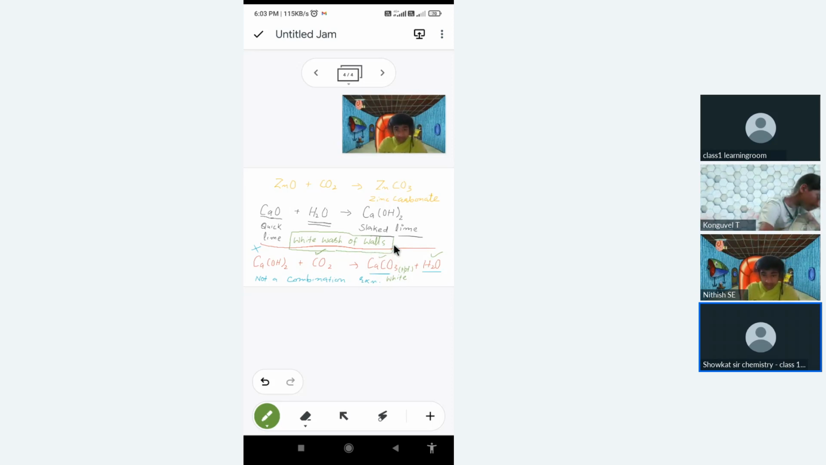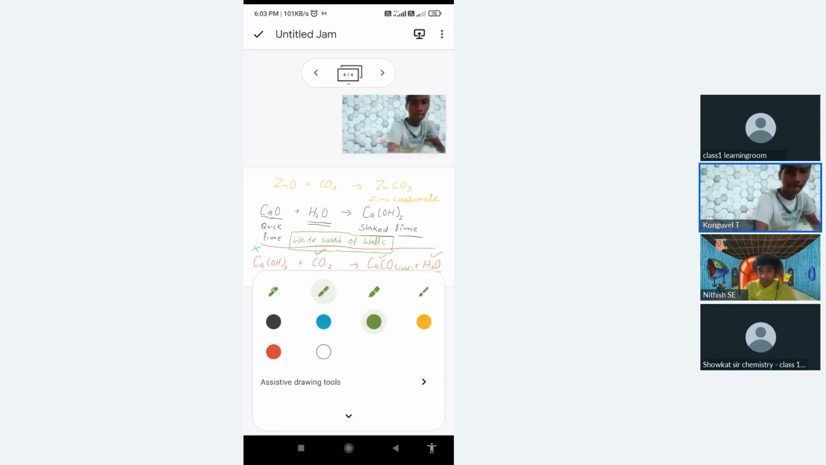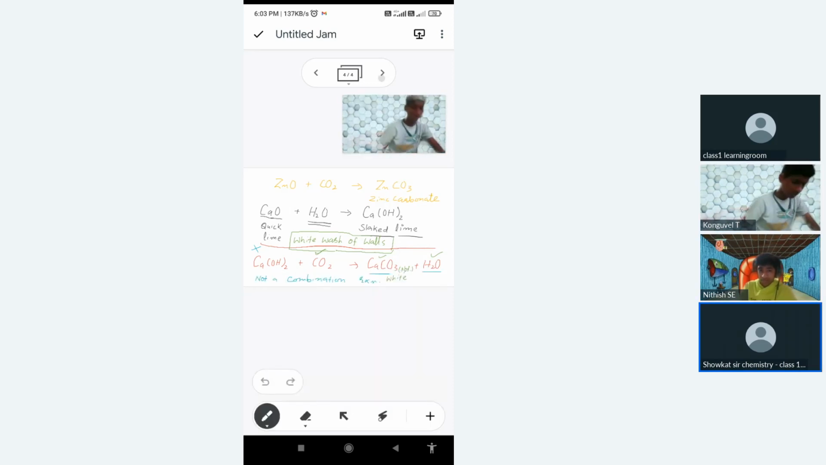I hope you will remember, but this is not a combination reaction. I'm repeating it again that it is not a combination reaction, right? Okay. So shall I move ahead? Have you written down this? Yes, sir. Okay. So let's see on the next page.